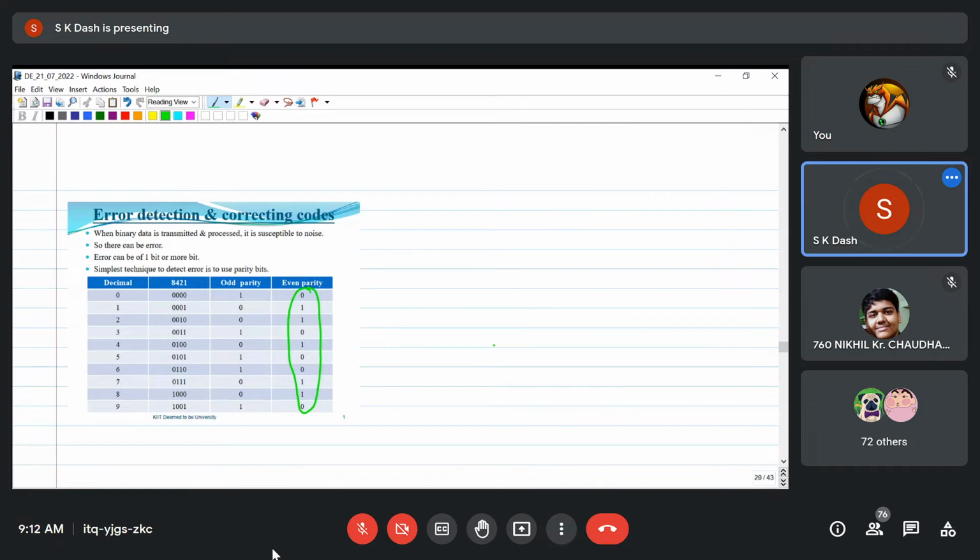Now let us take an example. Suppose my message signal is 1010 and I am using the odd parity system. So from place A, what should I send? In the message signal I need to add a parity bit. What should be the total signal now?